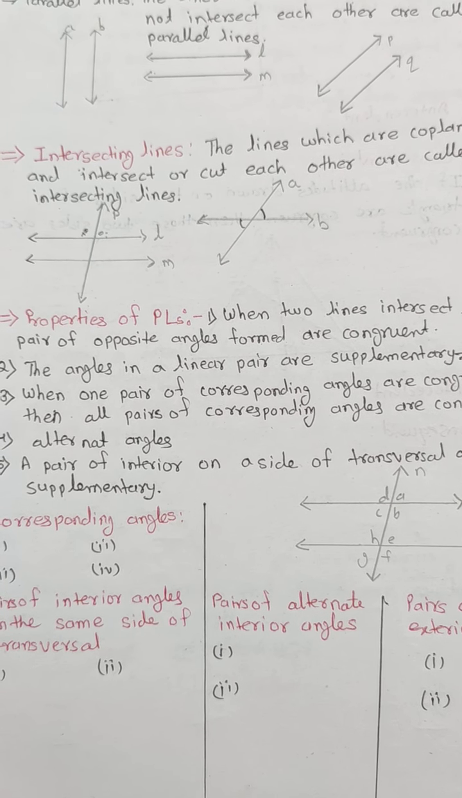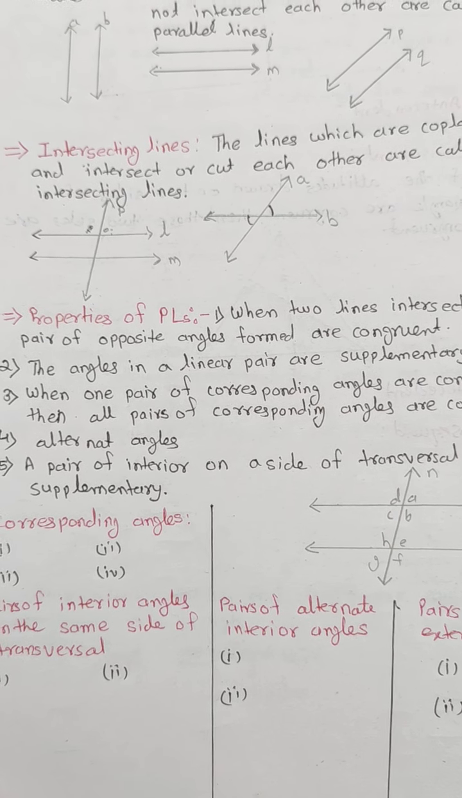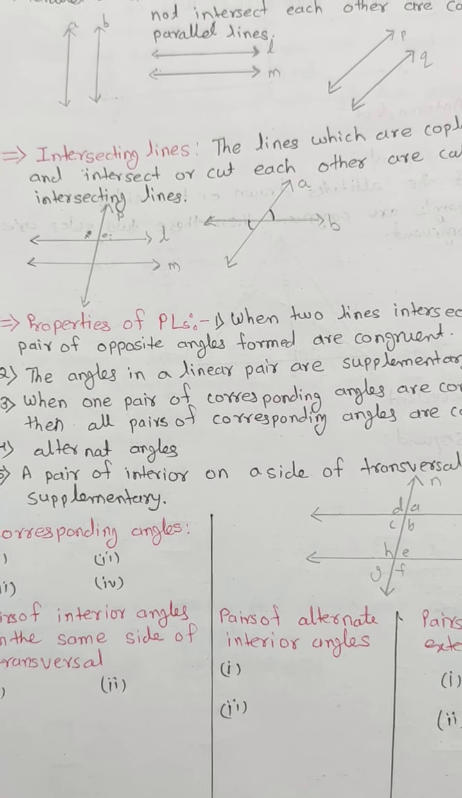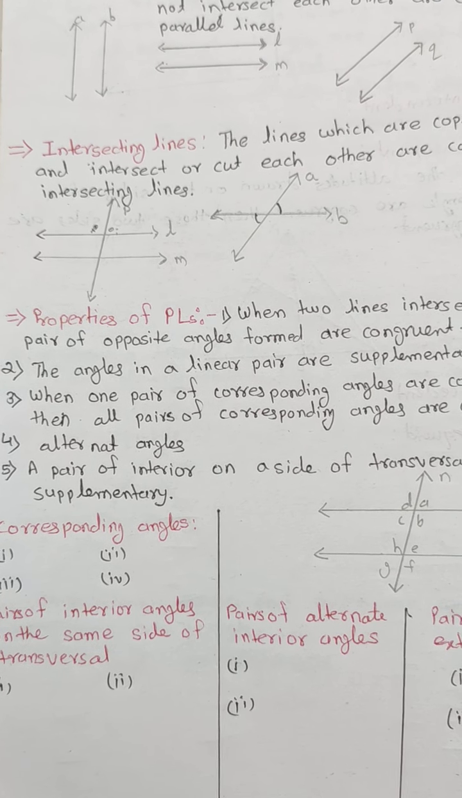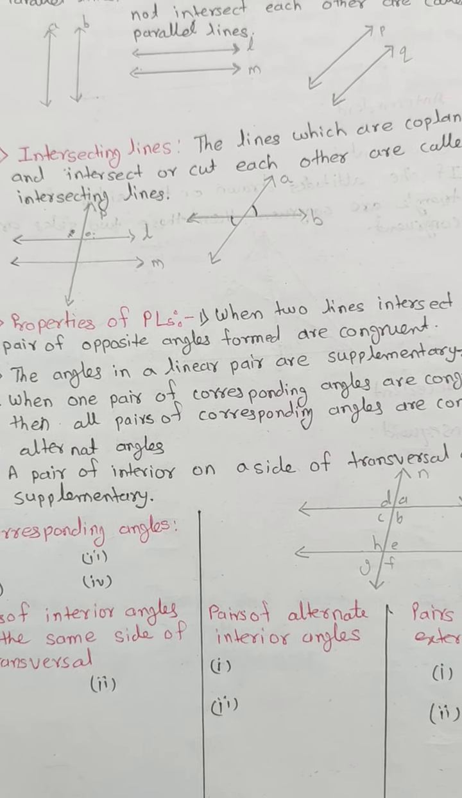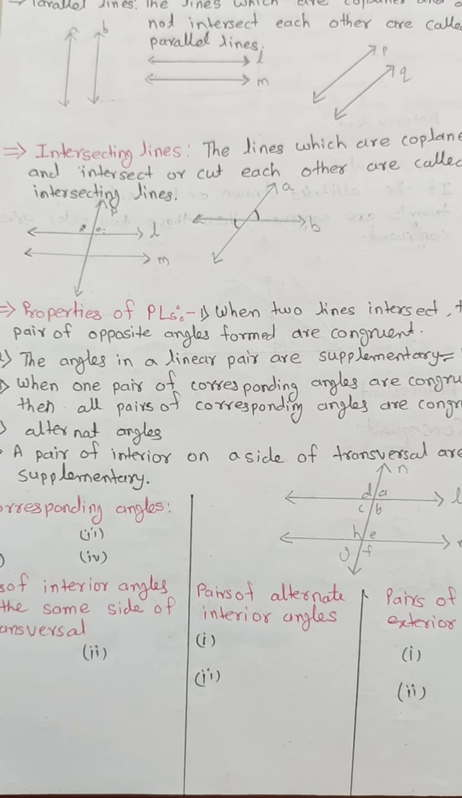Same as the alternate angles. If one pair of alternate angles is congruent, then all pairs of alternate angles are congruent. And the last one is, a pair of interior angles on one side of a transversal are supplementary, means their sum is also 180 degrees.